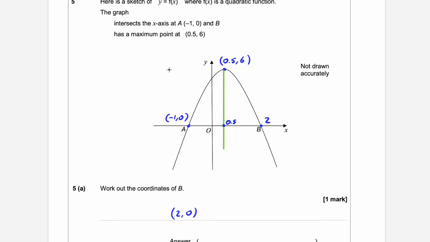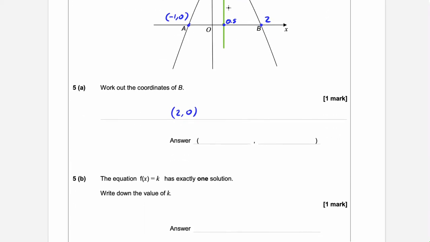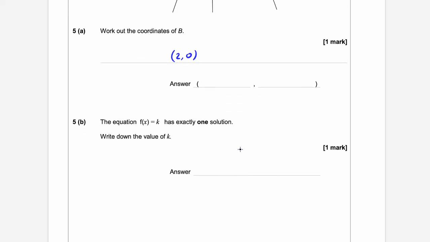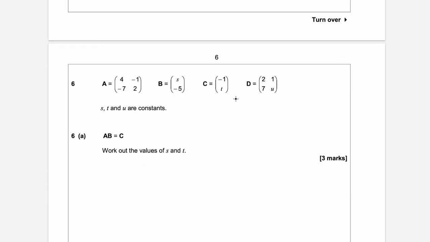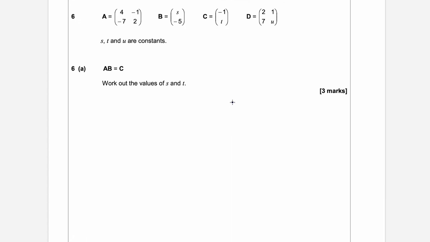But if you actually draw it here, it has exactly one solution right there, and that solution is, because we know this, guys, 6. So the value of k is 6. There you go.